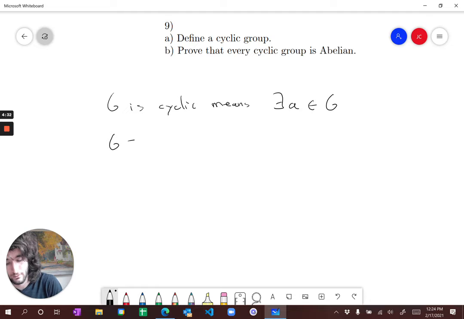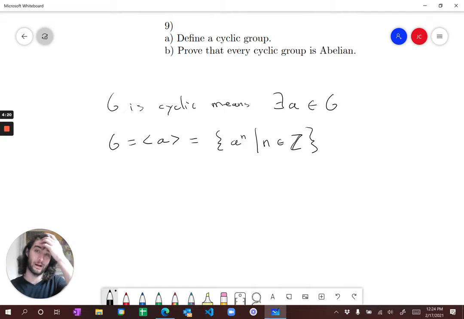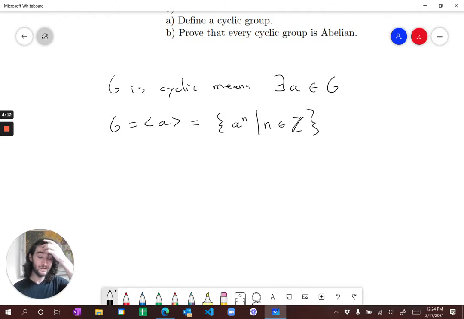So G is generated by A, which is the same as saying that it's all the powers of A. And again, both positive and negative powers. So not merely the powers of A, but also the powers of A inverse on the other side. Okay, so why does a cyclic group have to be abelian?